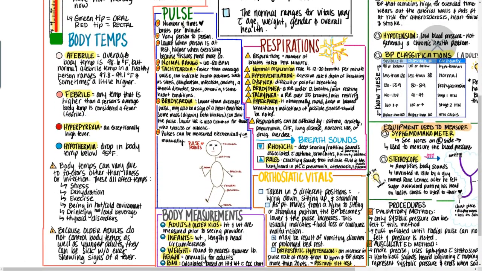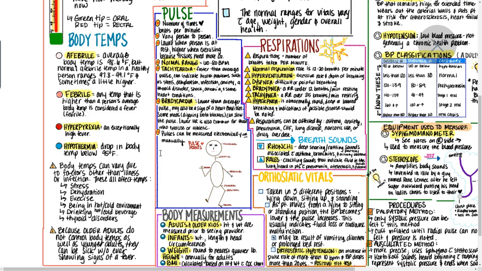So some things to know about body temperatures. Afebrile is where the body is without a fever. The average body temperature for humans is 98.6 degrees Fahrenheit, but a normal afebrile temperature in a healthy person can range anywhere from 97.8 all the way up to 99.1 degrees Fahrenheit. Sometimes it can even get a little higher than that. So if you're seeing any temperatures registering in that range, it isn't necessarily a fever for that patient.